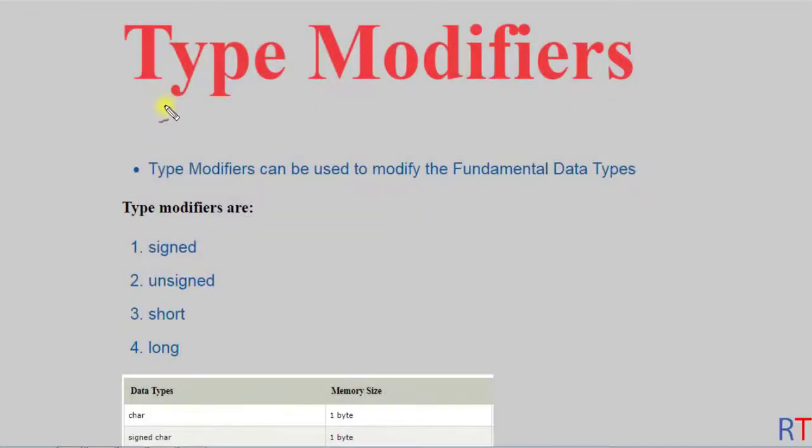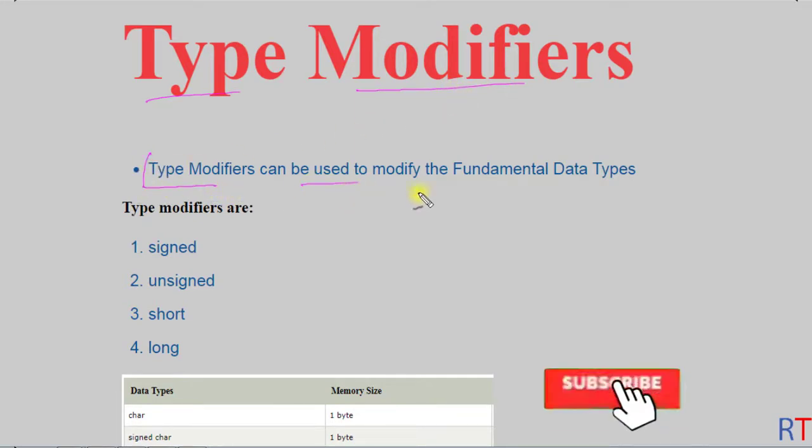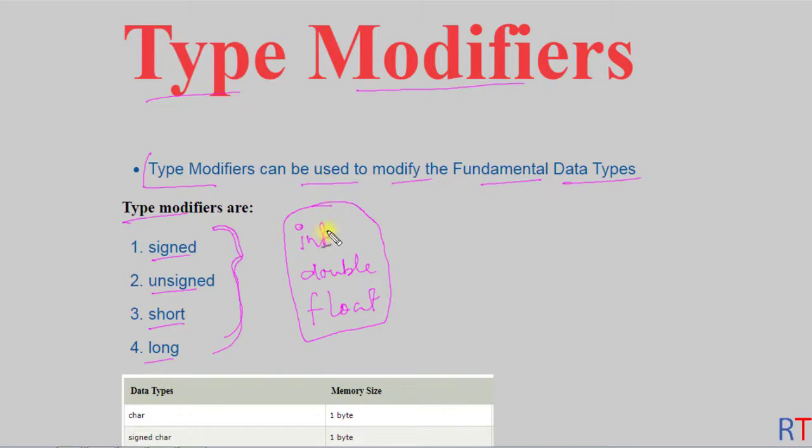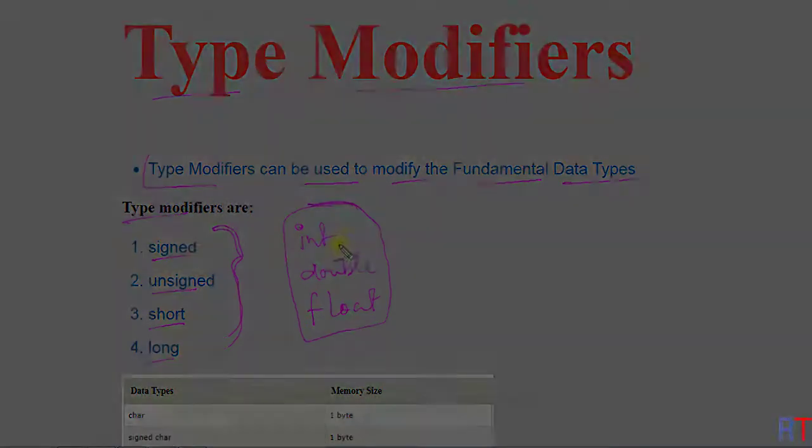Hey, what's up guys? In this video we're going to talk about type modifiers in C++ programming. The type modifiers can be used to modify the fundamental data types, and the type modifiers are signed, unsigned, short and long. So we can use these type modifiers with the fundamental data types like integer, double, float and so on. We can use those modifiers with the fundamental data type to modify it.